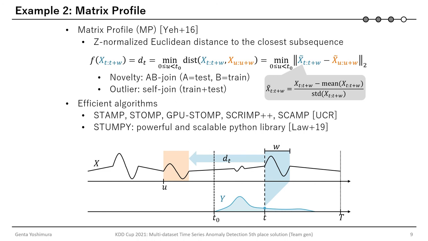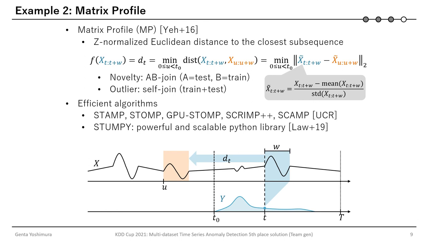Next, I'd like to explain the second anomaly score function named matrix profile, MP, which is a powerful tool for time series data mining. The MP is defined as the z-normalized Euclidean distance to the closest subsequence. In this equation, all subsequences within the test data are compared to all subsequences in the train data. This is referred to as an AB join and can be used for novelty detection. I also computed a self-join for outlier detection, where all subsequences within the train and test data are compared with itself.